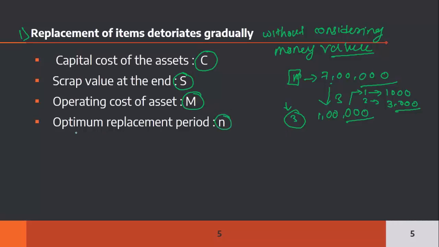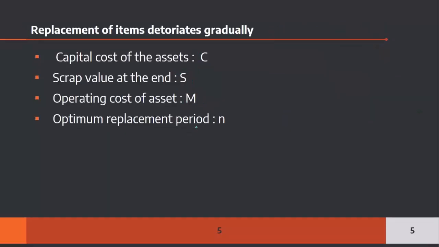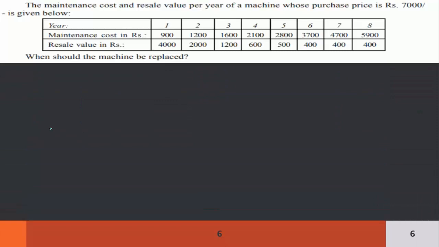So our main objective is to find out the optimum replacement period for the machine or for any household appliances. Now we will discuss how to solve this type of problem. Suppose we have problem number 1: the maintenance cost and resale values per year of a machine whose purchase price is 7000 is given below. That means we are given the maintenance cost and resale value of the machine for 8 years, and its purchase price is 7000 rupees only. That is the capital cost, or capital letter C, is 7000 rupees.